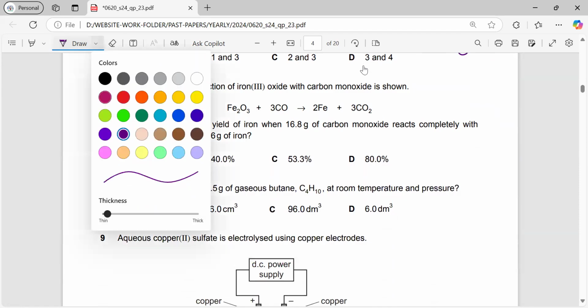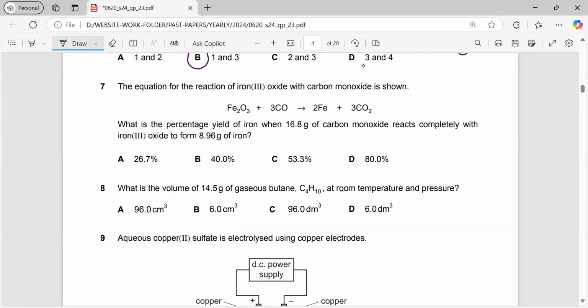Question number 7. The equation for the reaction of iron(III) oxide and carbon monoxide is shown. Now, if you remember, this is the equation of a blast furnace in which we extract iron from its ore hematite. We have this equation. What is the percentage yield of iron when 16.8 grams of carbon monoxide reacts completely with iron oxide to form 8.96 grams of iron?